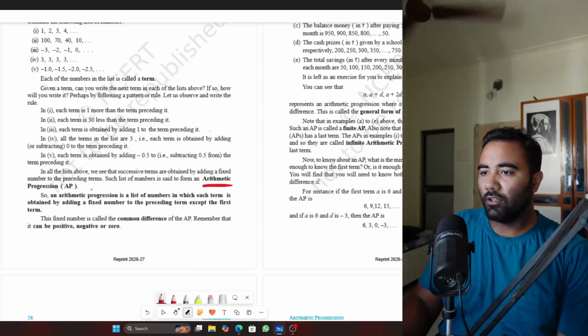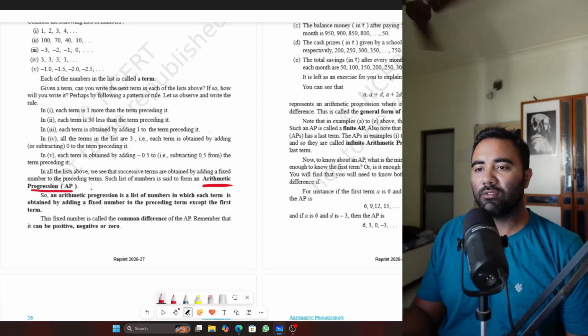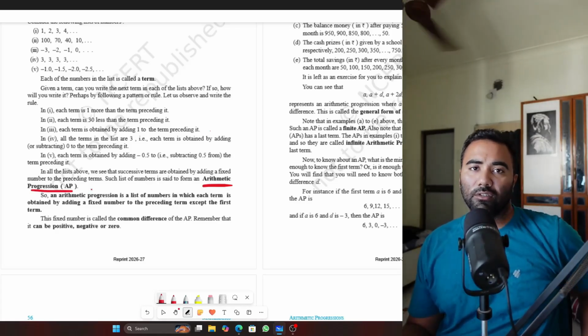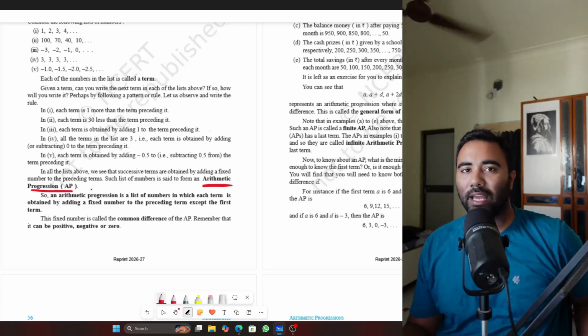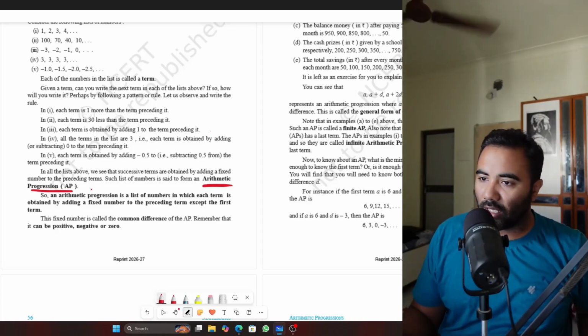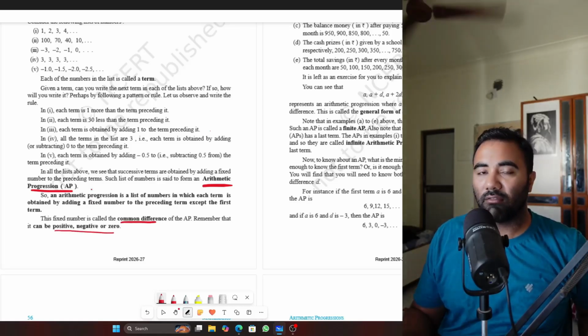Okay, here is arithmetic progression. Something that we learned in the previous video is a progression or a series of numbers with the same common difference, something that is defined as an AP. Alright, then there is common difference. Common difference can be positive, negative, or 0.